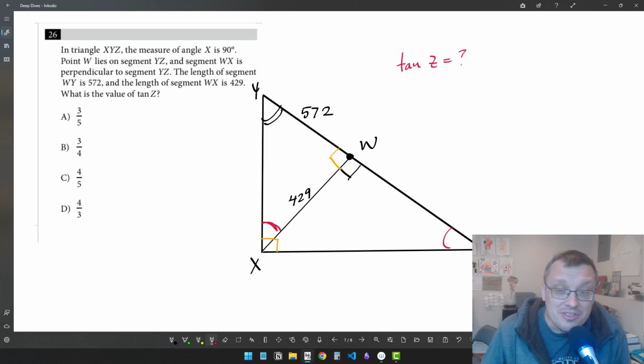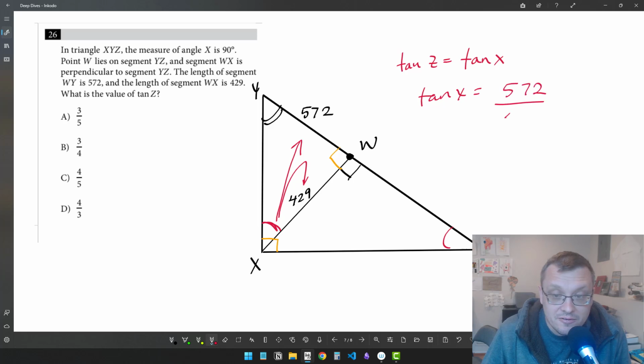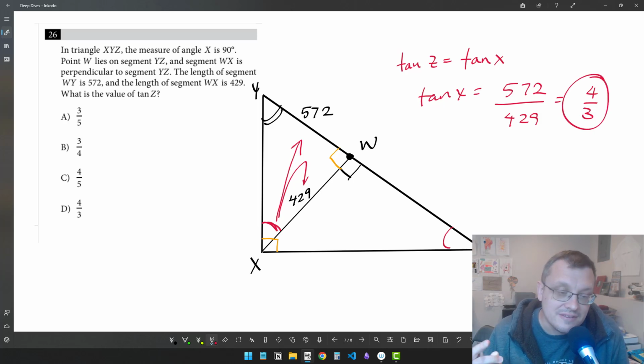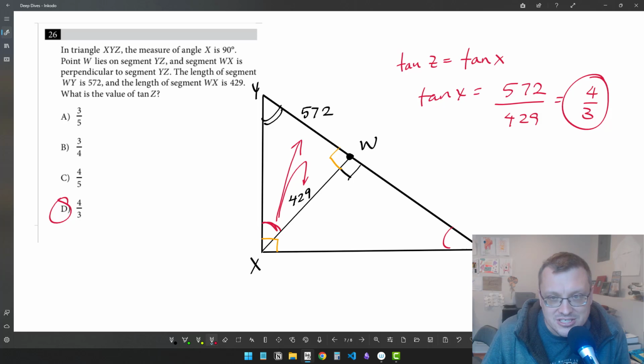So that means if I want the tan of Z, here's a shortcut. I can just get the tan of X. And I have everything I need at this point, because the tangent of X is the opposite over the adjacent. So the tangent of X is going to be the opposite over the adjacent. And when you put that into your calculator, you get 4/3. So if the tangent of X is 4/3, the tangent of Z is 4/3, and that gets us choice D.